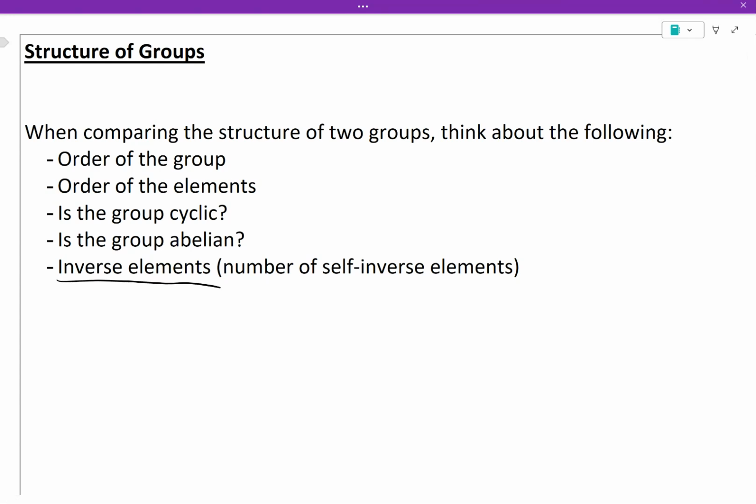Then is the group cyclic or not? So if one's cyclic and one's not cyclic, that's a clear comparison to make. And the same with regards to whether they are abelian or not. Okay, that's another thing to be thinking about. So if it's cyclic, then it has to be abelian. Otherwise, you should be looking at the Cayley table and seeing if it's symmetric.